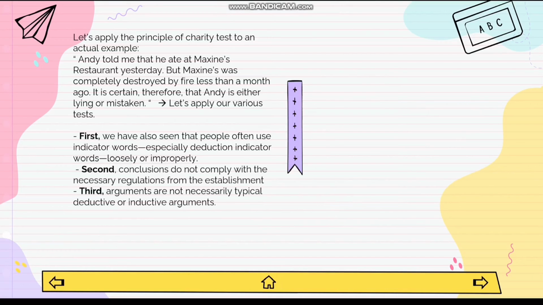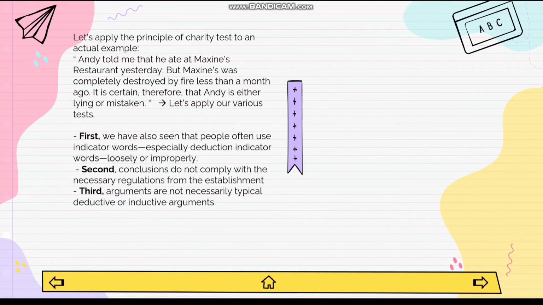Andy told me that he ate at Missing's restaurant yesterday, but Missing's was completely destroyed by fire less than a month ago. It is certain, therefore, that Andy is either lying or mistaken. Let's apply our various tests.